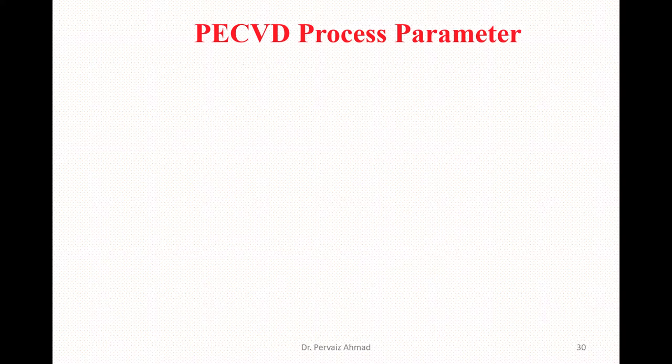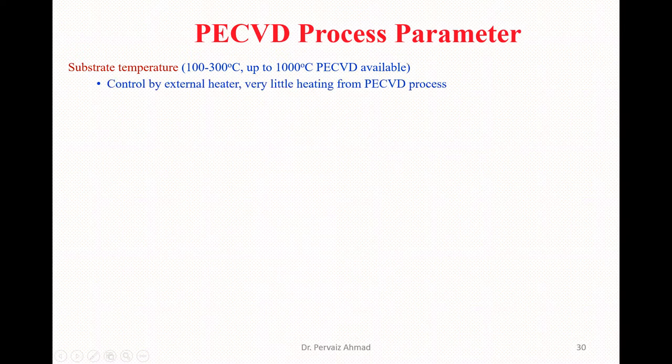The process parameters involved in plasma enhanced chemical vapor deposition include the substrate temperature. The substrate temperature that we already discussed ranges from 100 to 300 degrees centigrade. But the latest apparatus that has recently been developed can go even up to 1000 degrees centigrade, and it's available in the market. With these kinds of apparatus, we can control it by external heating. So it requires very little heating for the plasma enhanced CVD process.